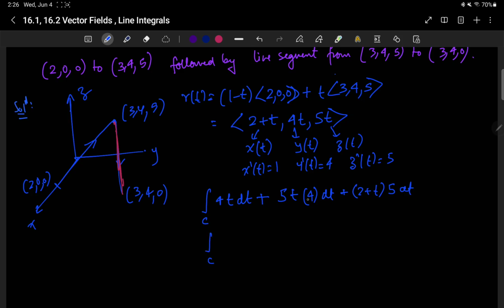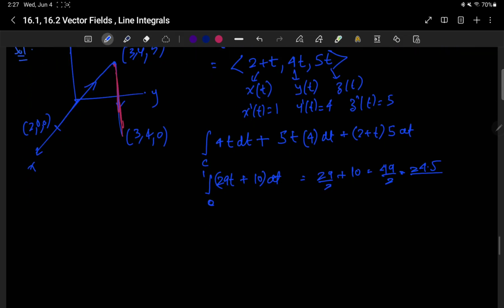So if we add this all up, you get a 20t, 24t, and a 5t, so 29t plus a 10 dt, going from 0 to 1. That's 29 over 2 plus 10, sorry. 49 over 2 is 24.5.